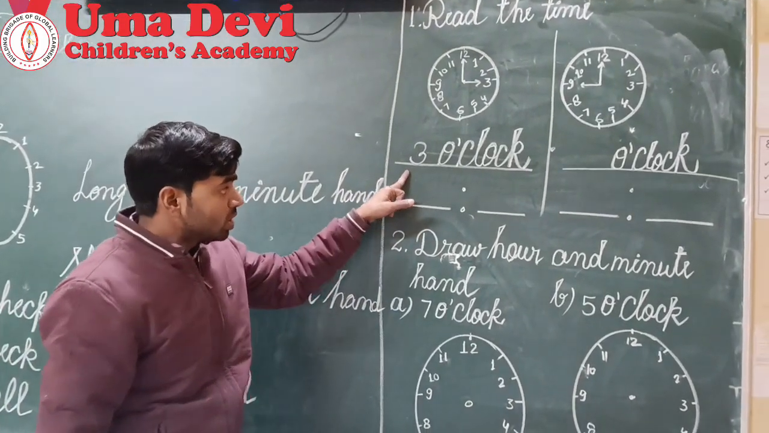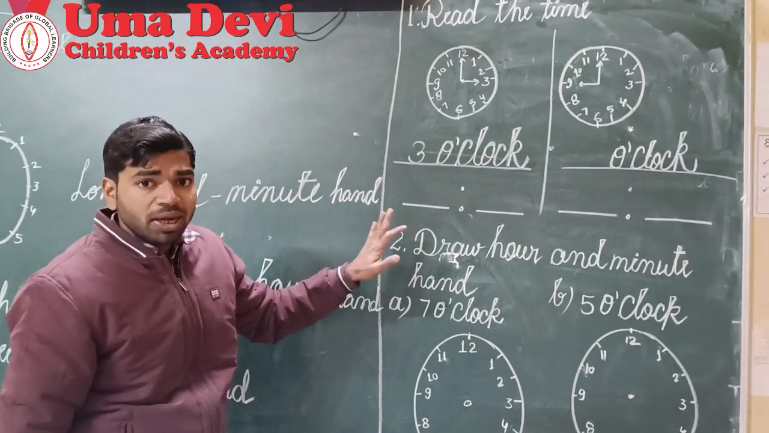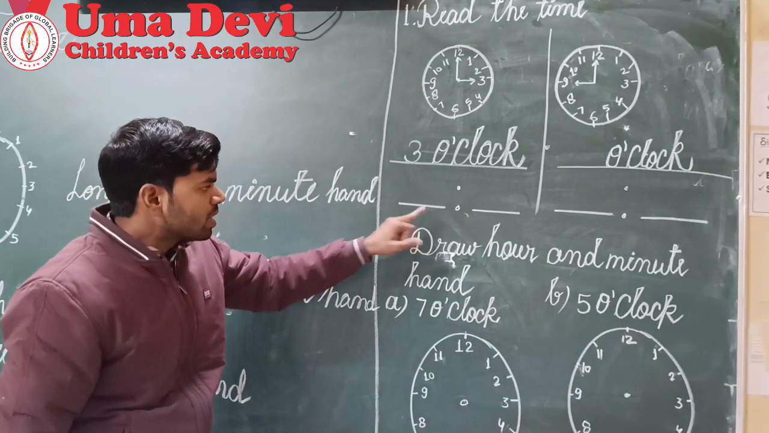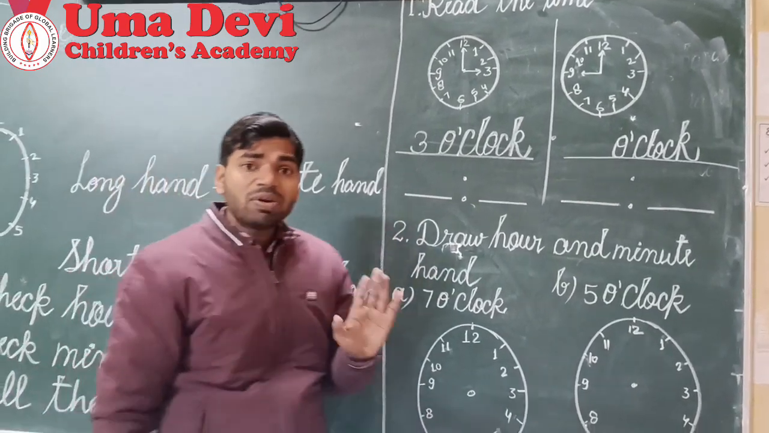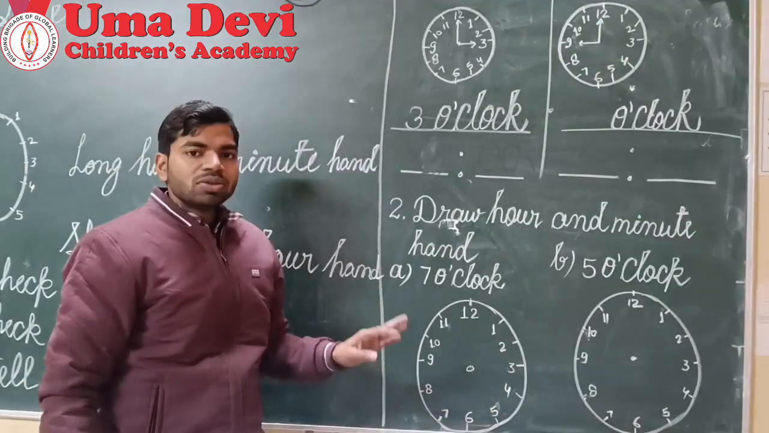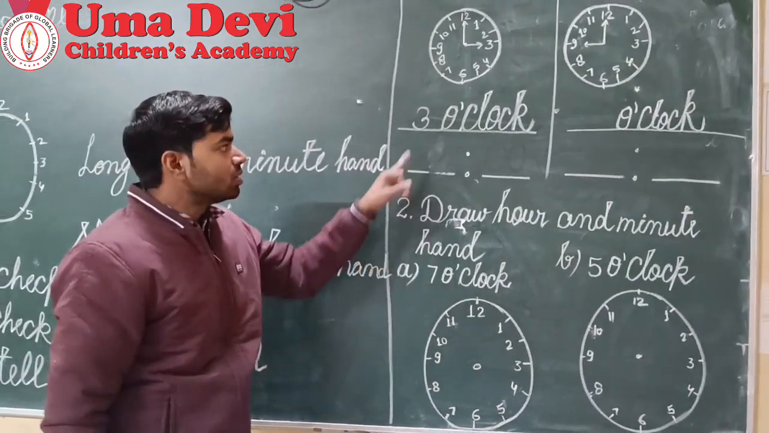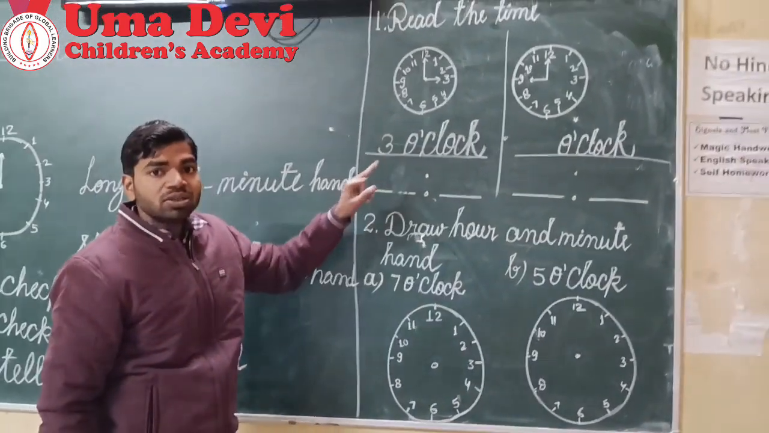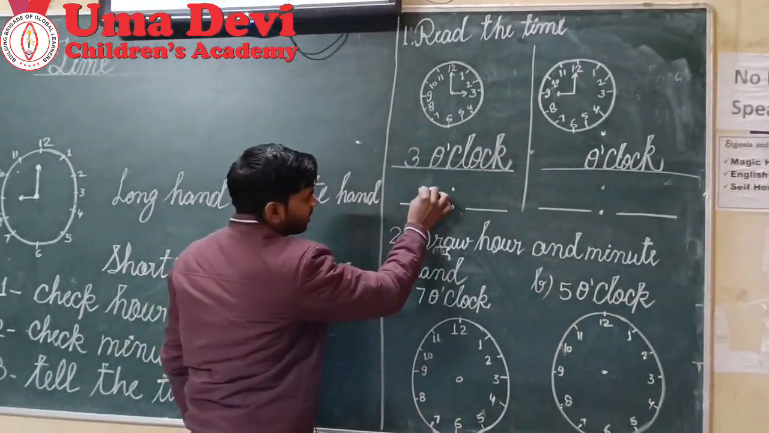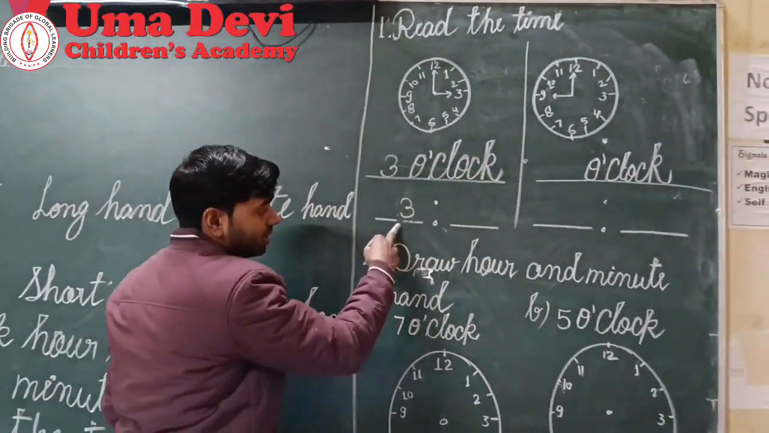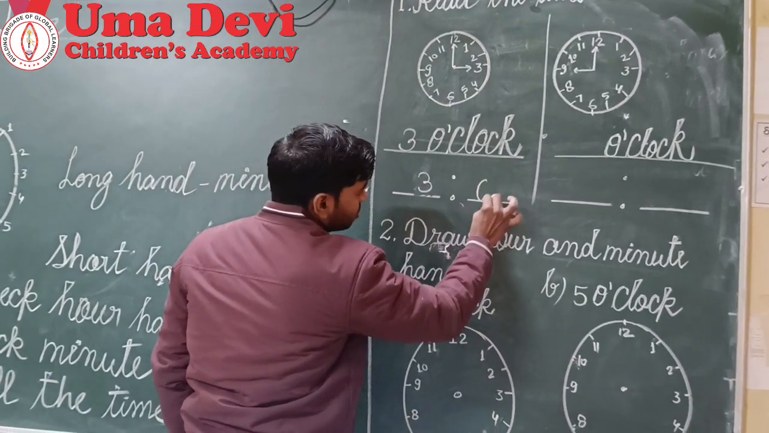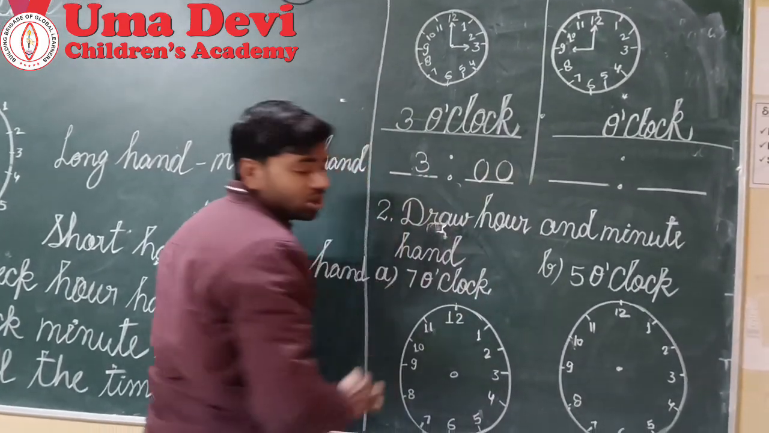So this 3 o'clock can also be written like this. Have you ever checked the time on your mobile phone? So in a digital clock, 3 o'clock will be shown like this. 3, first we write 3. For o'clock you make 2 zeros.